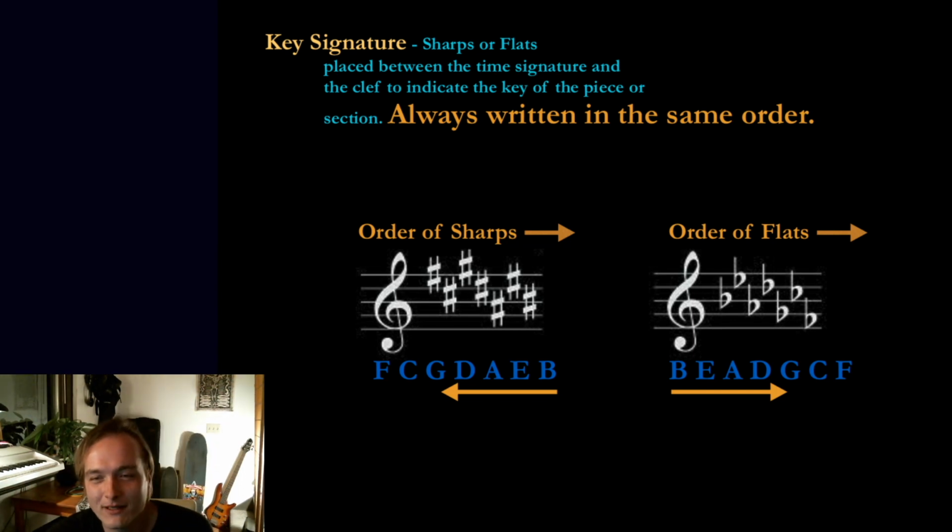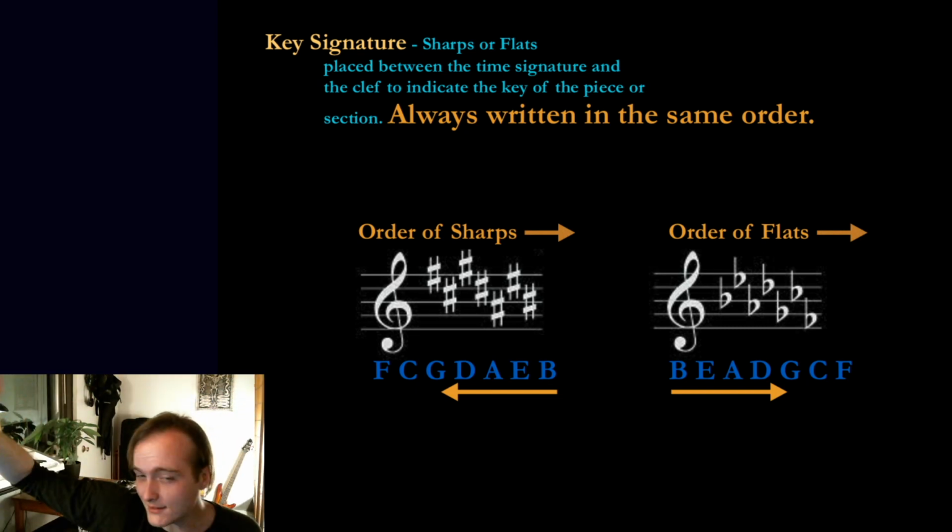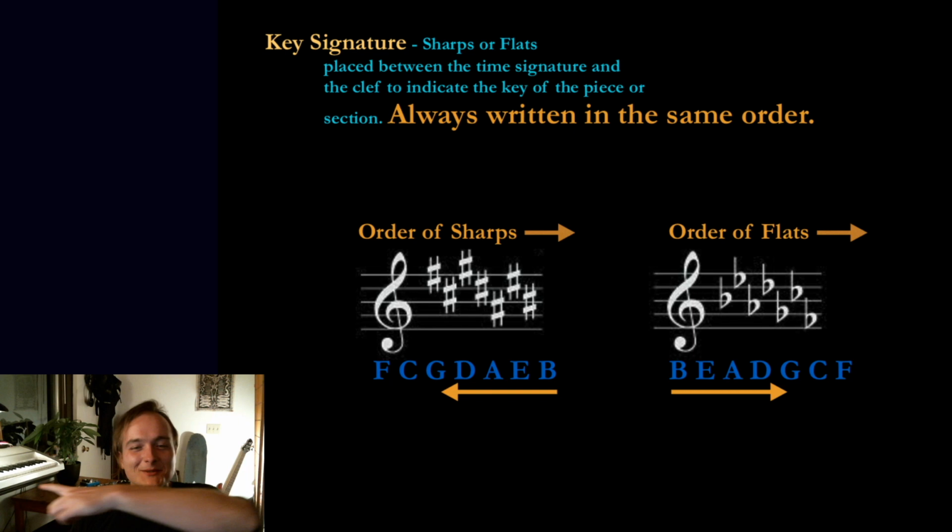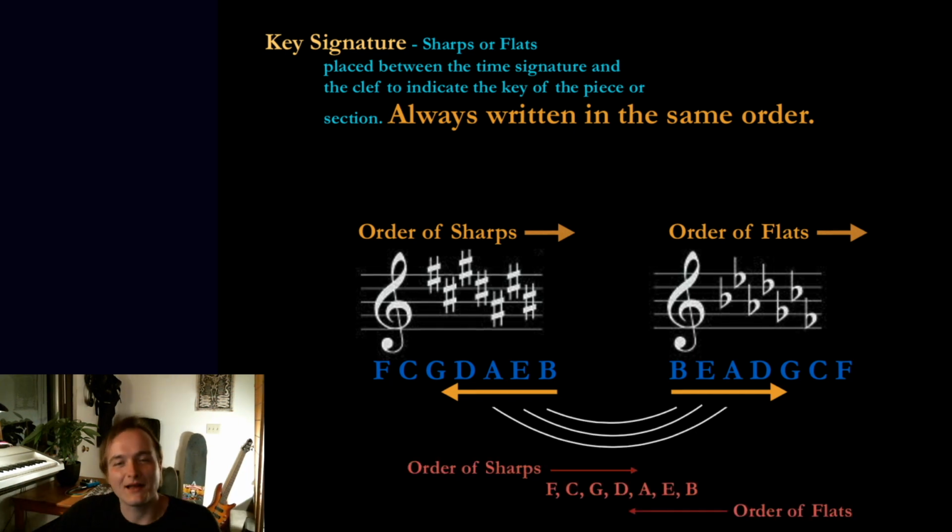You might already have noticed the pattern here though, right? The sharp order and the flat order are inversions of each other. They're opposite. So whereas the flats start with B, E, A, D, the sharps end with D, A, E, B. And if you read going this way on the sharps, you get the order of flats, and vice versa. So this just shows that the order of sharps is the opposite of the order of flats. They are the same ordering, just backwards.